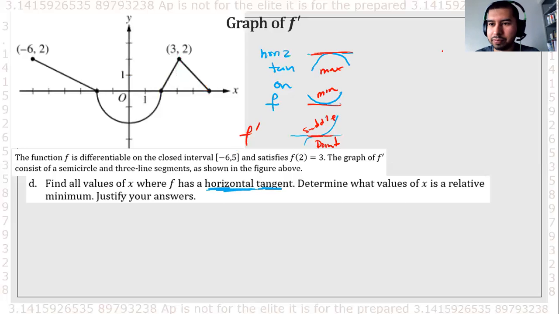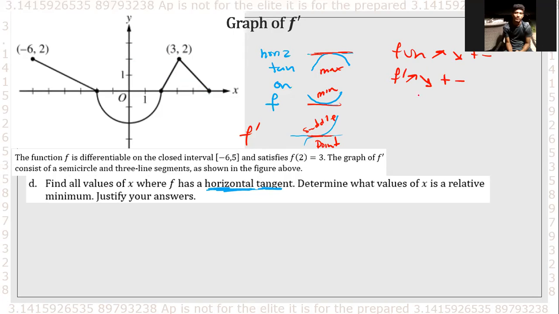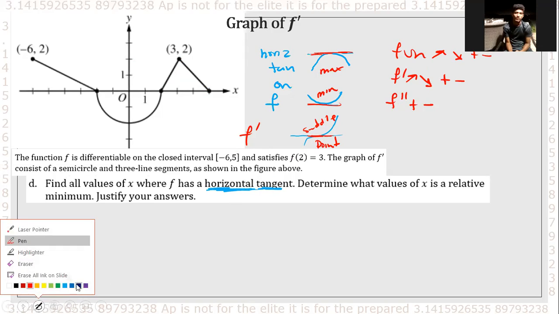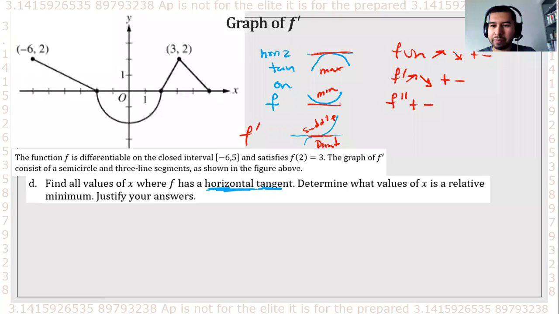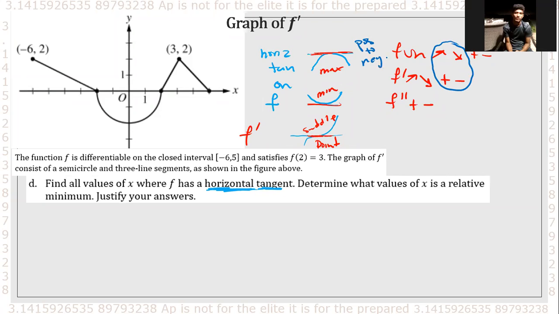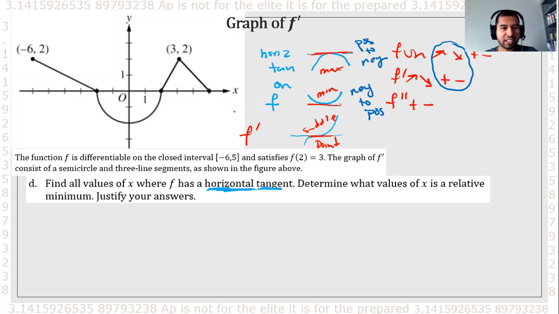What happens? Do you guys remember your fun chart? You don't have to write it down. So what were you asking again? When does a max or a minimum occur? Max is when it goes from positive to negative. And then minimum goes from negative to positive, vice versa. So we're going to check that in our graph of f prime.